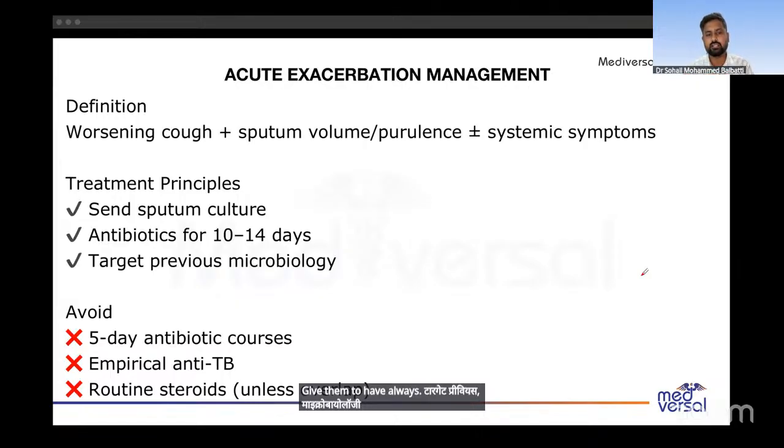Don't just give a 5 day antibiotic course, and don't give routine steroid unless and until you are very much confirmed it is an immunological reaction, not an infective reaction. And don't ever start empirical anti-tubercular treatment if you don't have any microbiological or radiological evidence of tuberculosis in a patient.